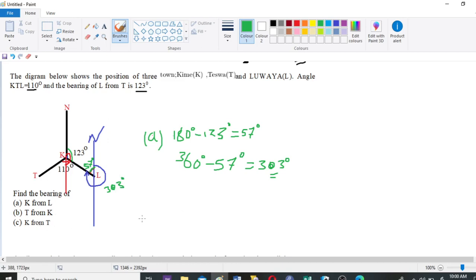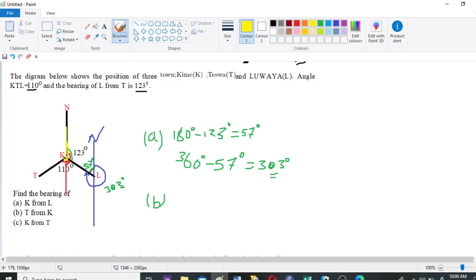So we go to B. Here we are asked to calculate the bearing of T from K. So we are at K going to T. Just to highlight, we already have the north line at K, because we want T from K, so we are at K at this point. We extend this to north.